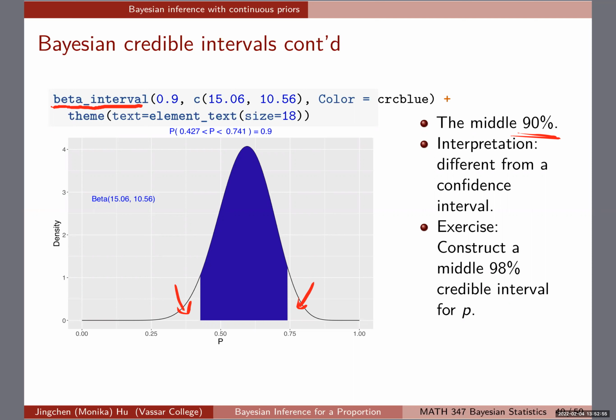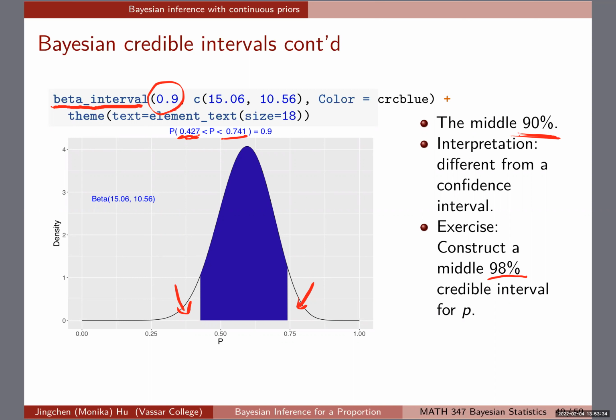And so maybe quickly here, instead of putting you back into the breakout room, if instead of 90%, I want to do a 98%, everything else stays the same except for the first input. I just need to adjust it to be 0.98. And as we know, for a higher level interval, we're going to have a slightly wider interval. If you try it out on your computer later, you will get something a little bit wider than the two bounds that we have over here. So the lower bound should be smaller than 0.427, and the upper bound should be greater than 0.741.